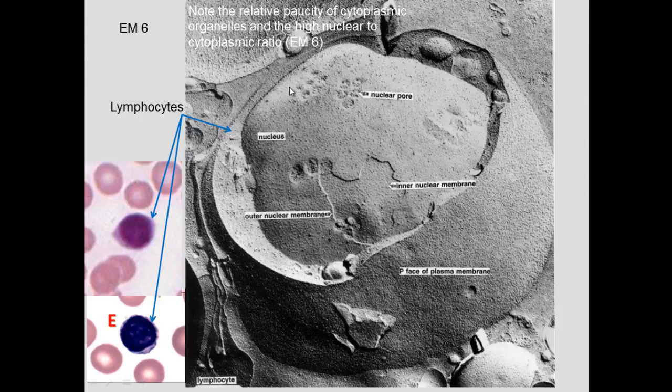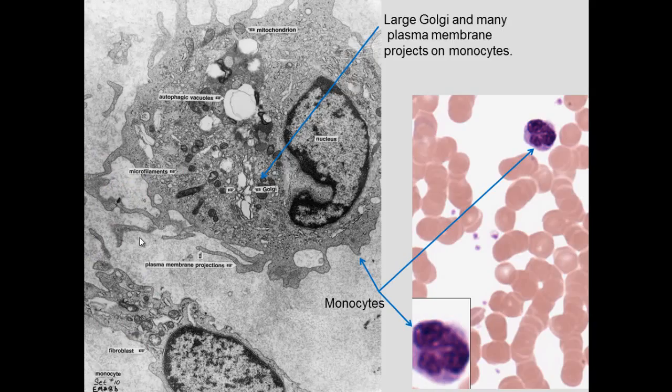Here we can see a lymphocyte. There's a nucleus, there's cytoplasm, and it has a high nucleus to cytoplasm ratio, namely that the nucleus almost fills up the cell with a little bit of cytoplasm, because this is a quiescent cell getting ready to attack things, especially if it's a B lymphocyte. And here we see the large Golgi apparatus on another cell, the monocyte.